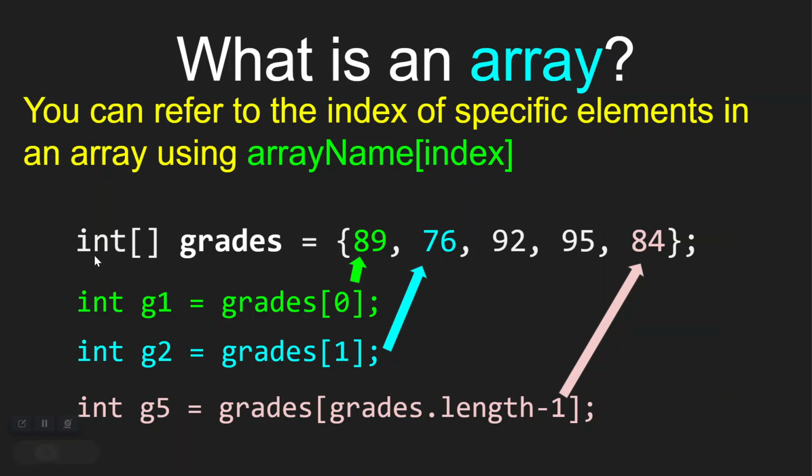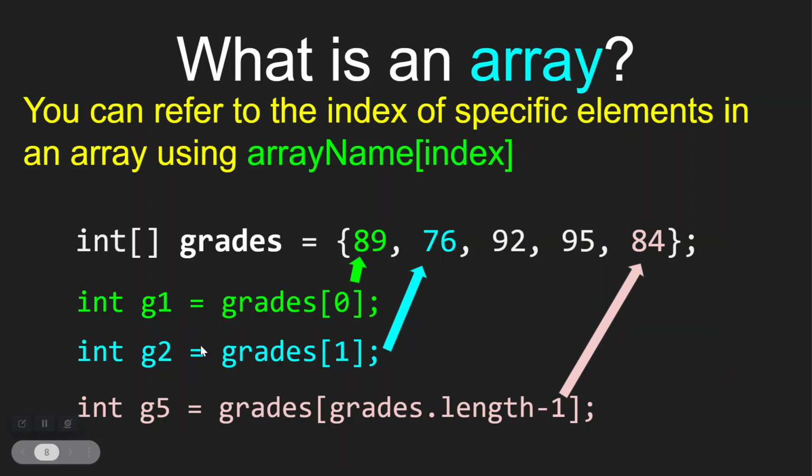So for instance, if I had an array of integers called grades, and it's got all of this in here, I could actually extract some of these values and store them as separate variables if I wanted to. So I could say int g1 equals grades at 0. So that would mean grades is the name of my array, and 0 is the index value right there. So that would take 89 and store it in the variable g1.